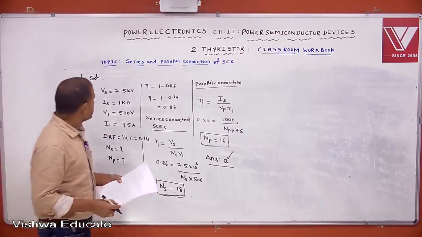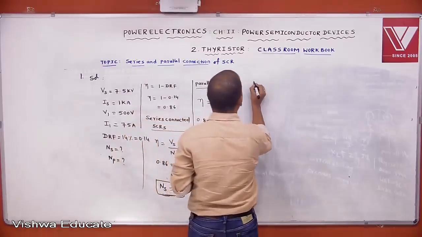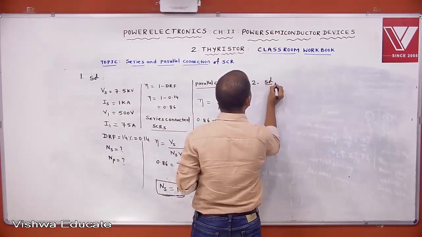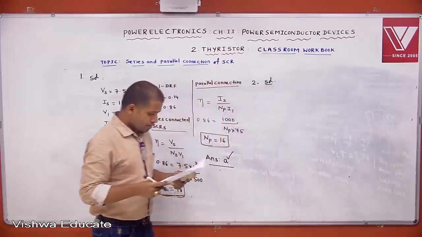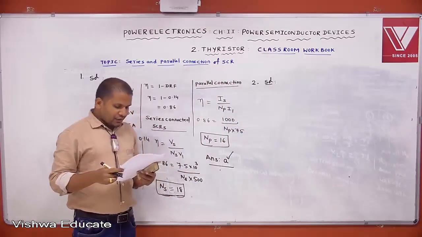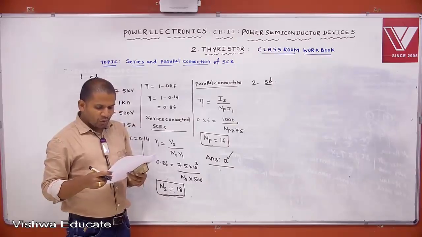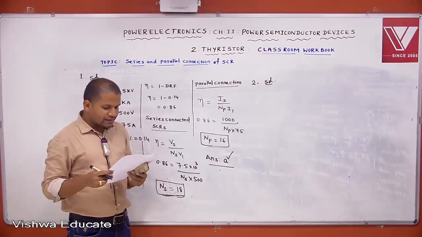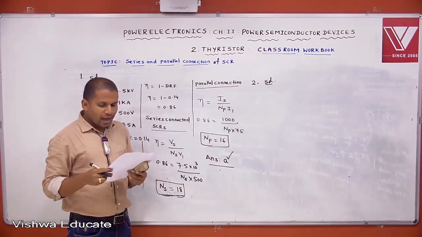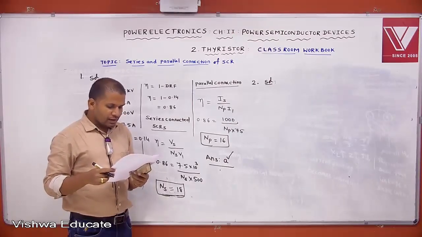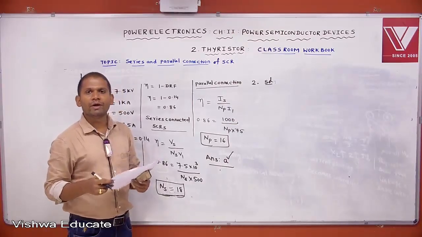See question number 2. Second question. What is the solution for this problem? SCRs with a rating of 1000 volts and 200 amperes are available to be used in a string to handle 6 kV and 1 kiloampere. Calculate the number of series and parallel units required in case the derating factor is 0.1.